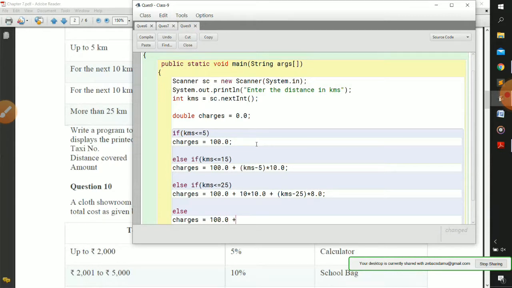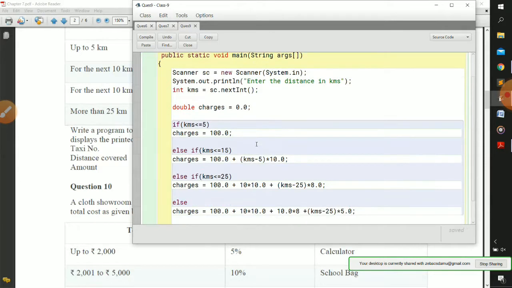100.0 for the first 5, 10 into 10.0 for the next 10. Now 10.0 into 8 for the next 10 kilometers. And now for the remaining ones, see, you have already traveled more than 25. So for 5 kilometers you are paying 100, for 10 you are paying 10 rupee per kilometer, and for the next 10 you are paying 8 rupee per kilometer, and for the leftover kilometers, kilometers minus 25, you are going to pay 5 rupee per kilometer. Okay, so this is how we are going to find out our charges.